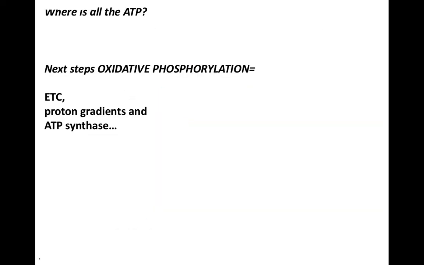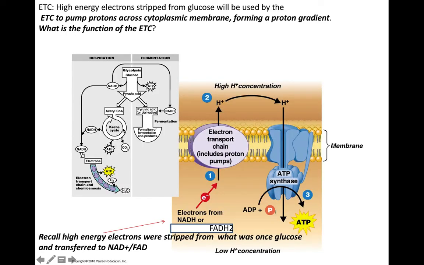Okay, so at this step, we still haven't made much ATP. We've ripped off all the high energy electrons from glucose, which are now being carried by NADH and FADH2. So we could ask, so where's all the ATP, right? So you might recall, folks, that most of the ATP is going to be made by this cool new process, oxidative phosphorylation, that involves the electron transport chain, the proton gradients, and ATP synthase. And again, just a big overview here, folks. So high energy electrons that we've stripped off of our glucose or other organic molecules are going to be delivered to the electron transport chain.